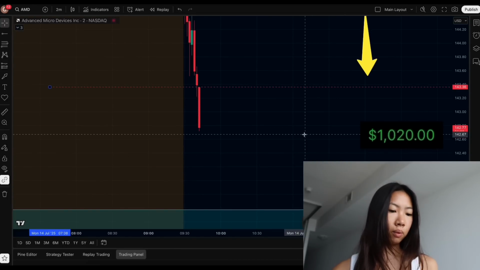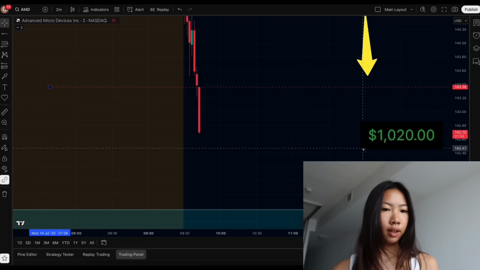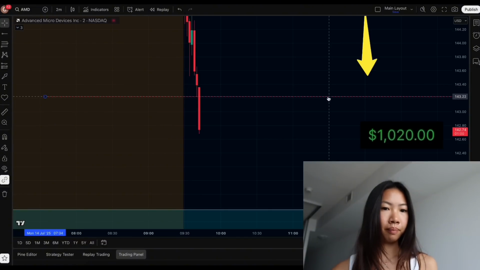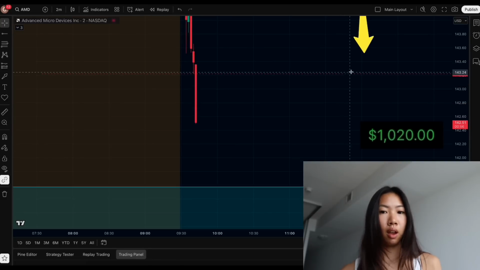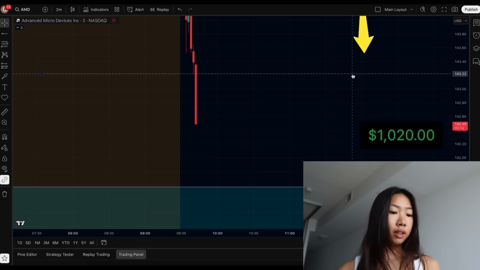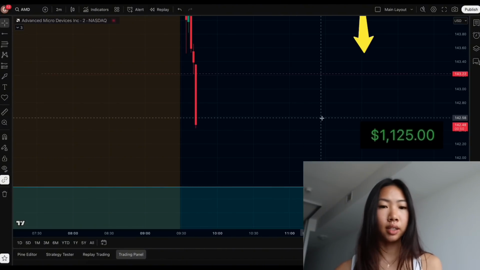Huge drop. Wow. Okay, we're up $1,020 already. All right, I'm going to move this stop loss right here. I did not expect, oh my gosh, I did not know price was going to be this strong today. It's not usually this strong. You don't typically see such strong selling happening.